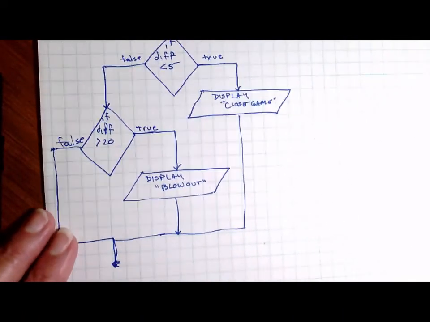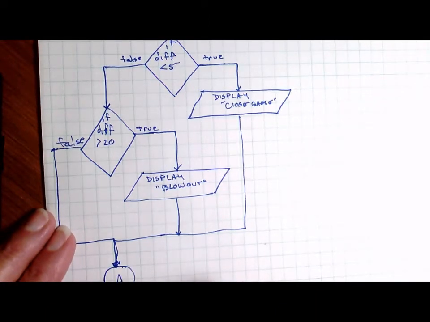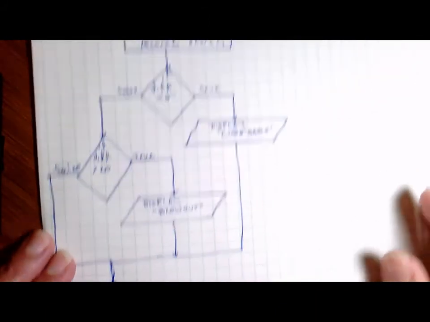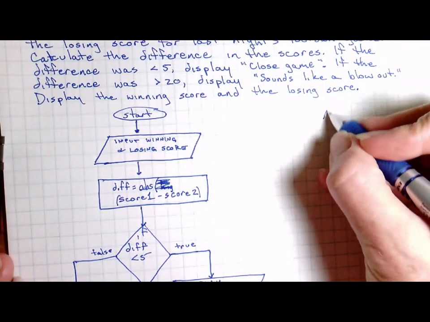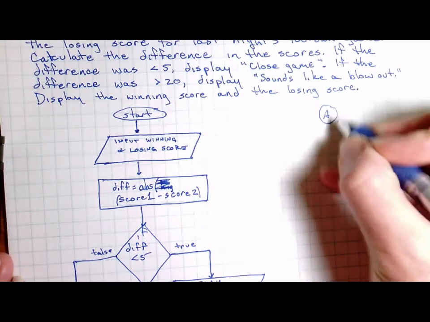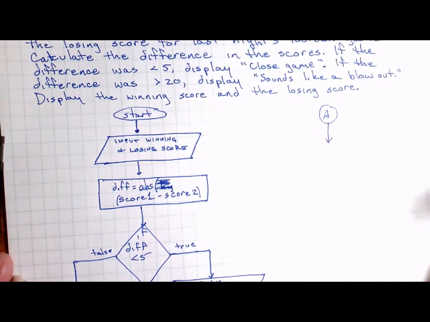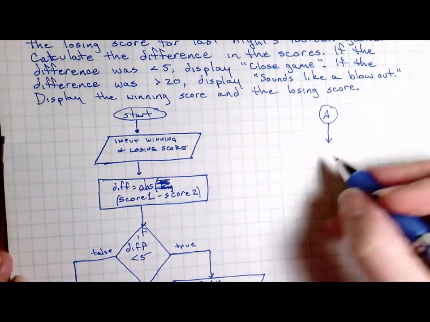Okay, and now I'm running out of room, so I'm going to use one of those connectors. So draw a circle with a letter in it, and you can reposition yourself on the page because our flowchart should always flow top down. And this connector enables us to keep that going. The next thing that we're going to do is display the winning score and the losing score.